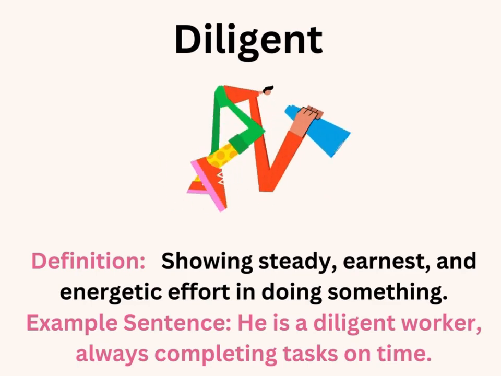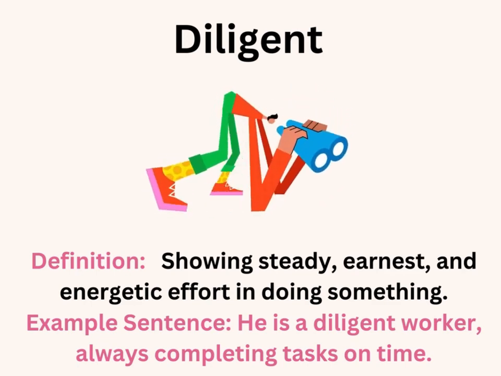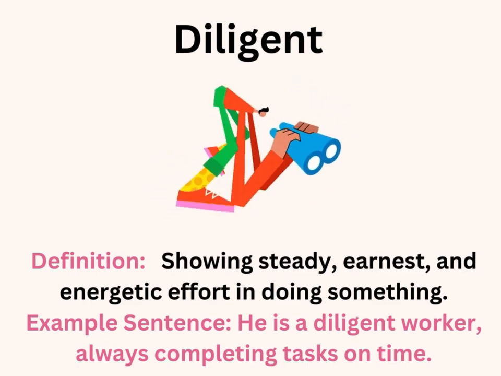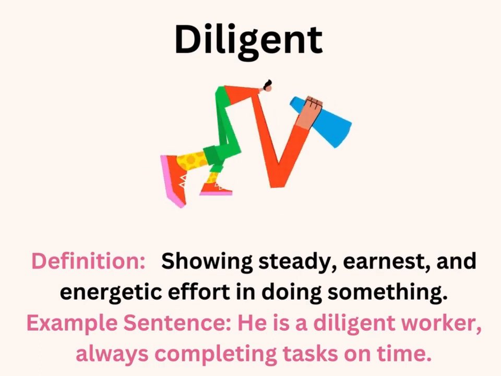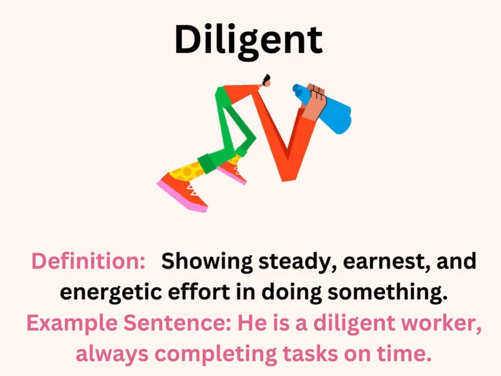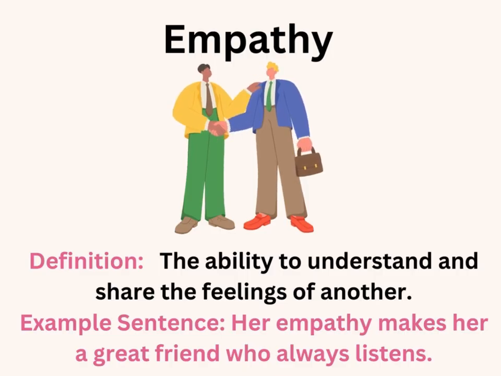Diligent. Definition: showing steady, earnest, and energetic effort in doing something. Example sentence: he is a diligent worker, always completing tasks on time. Empathy. Definition: the ability to understand and share the feelings of another. Example sentence: her empathy makes her a great friend who always listens.